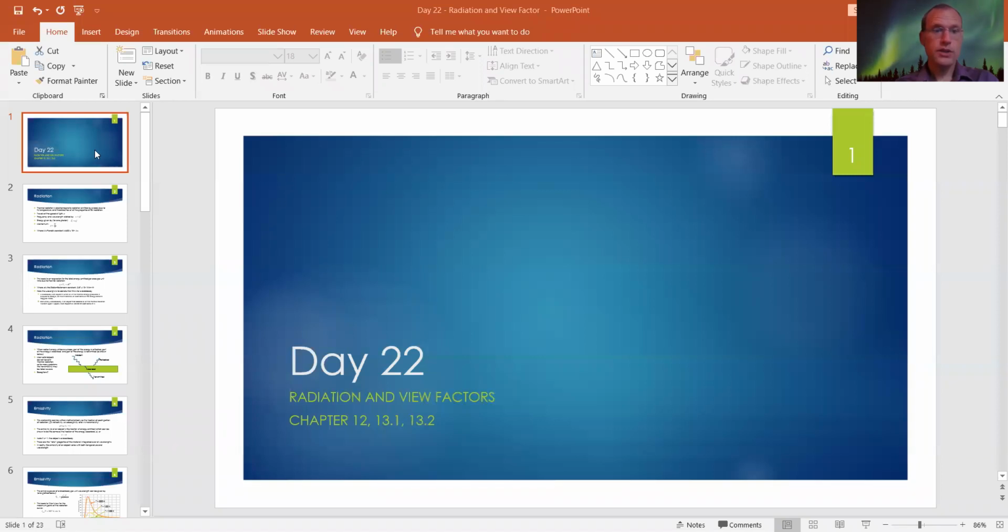All right, so we are all done with convection now, and time to start our last section of the course, which is radiation. Kind of hoping we can do this in person at some point, but that's clearly not going to happen. So radiation, first thing we're going to deal with is basic outline of radiation, and then go into something called view factors.